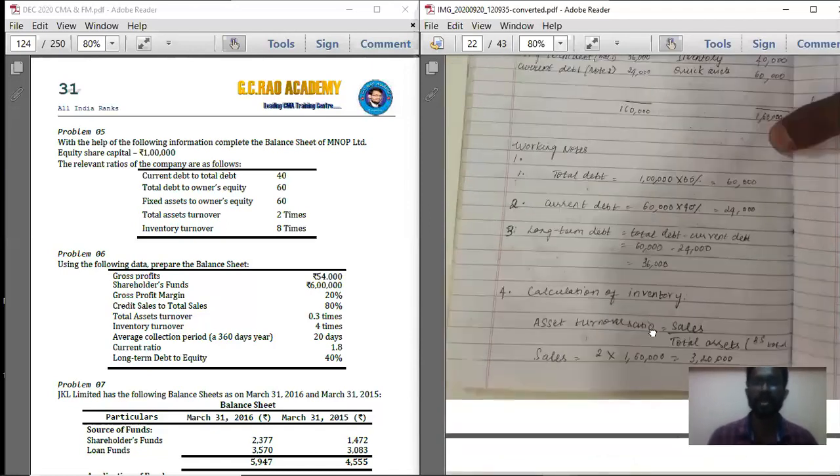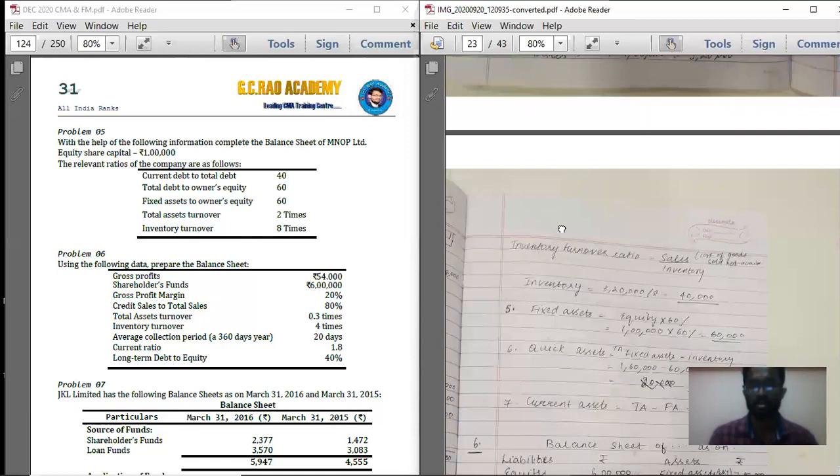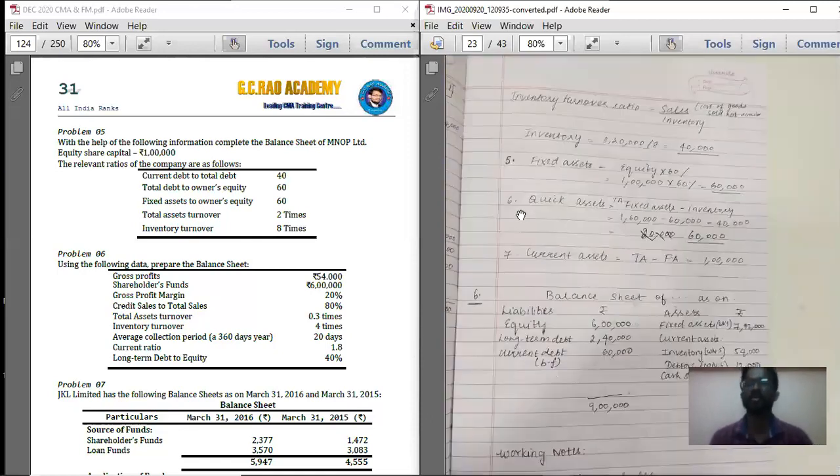We'll show it separately in the working notes also. Point number 6, below point number 5. Quick assets is equal to total assets minus fixed assets minus inventory.